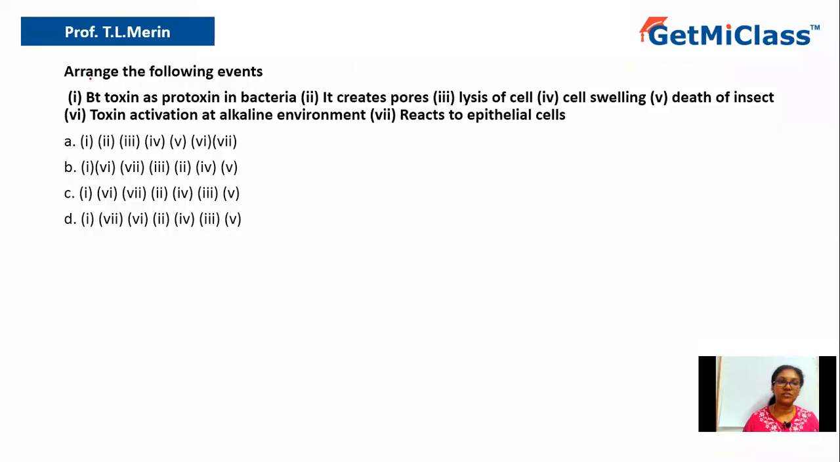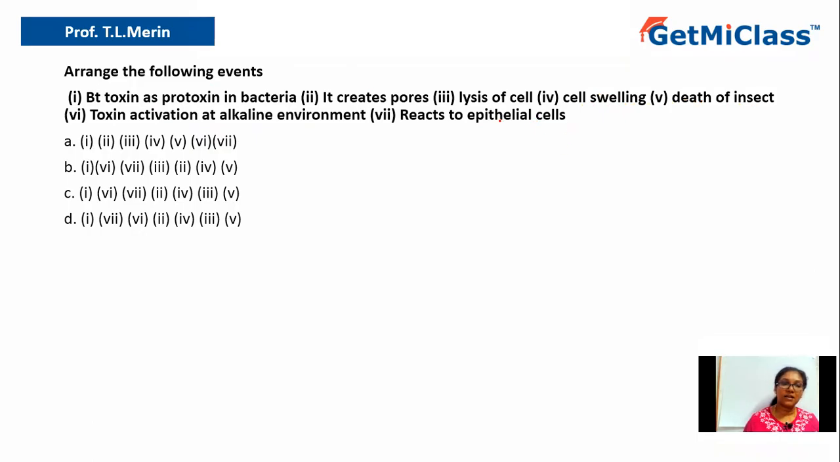So let's solve this question which says, arrange the following events. First one, Bt toxin as protoxin in bacteria. It creates pores. Then third one says lysis of cells, cell swelling, death of insects, then toxin activation at alkaline environment reacts to epithelial cells.